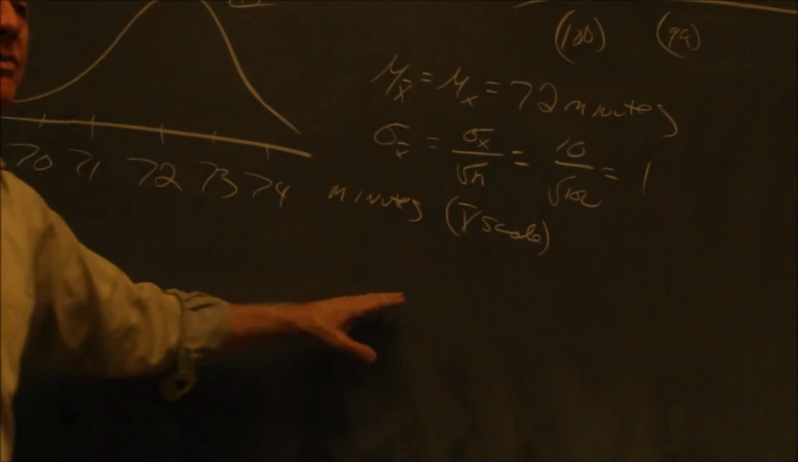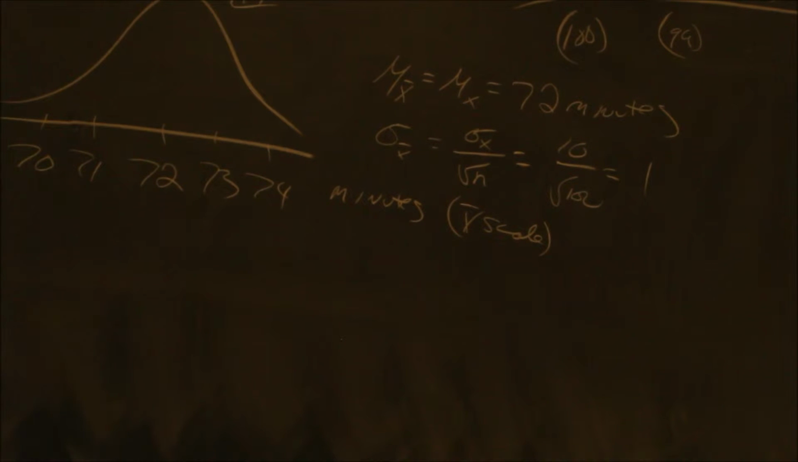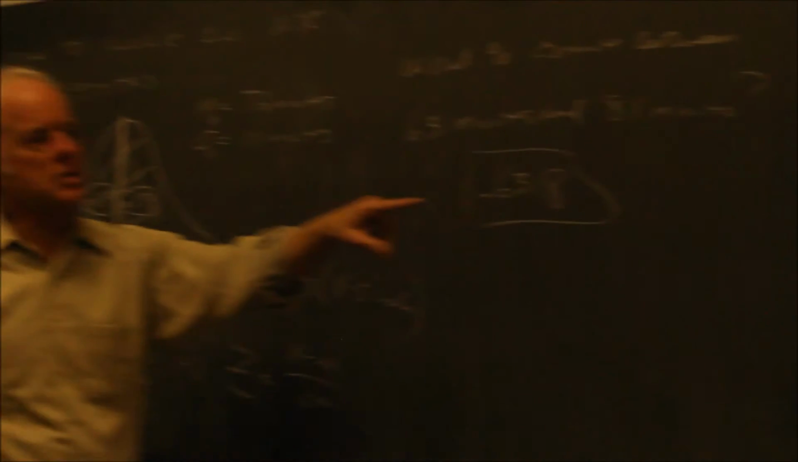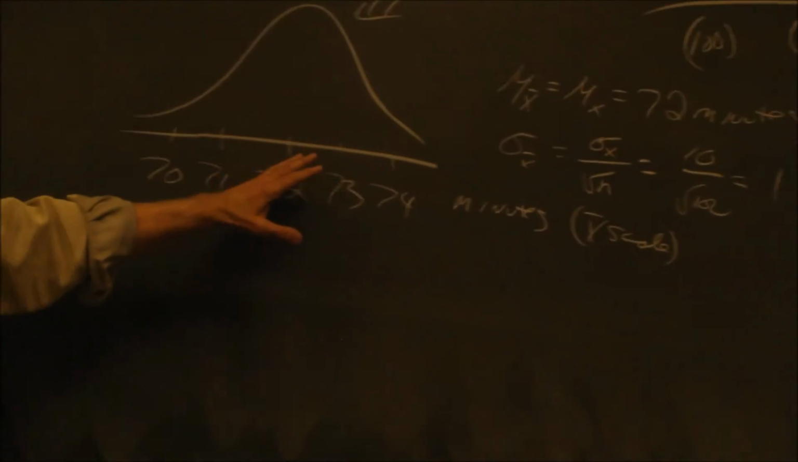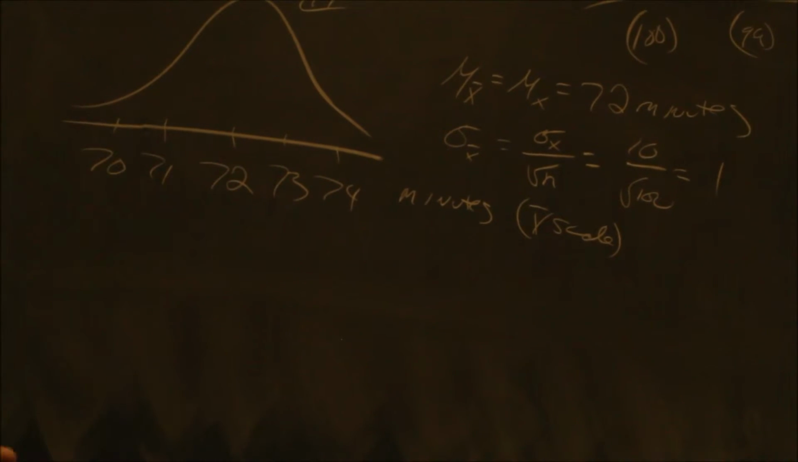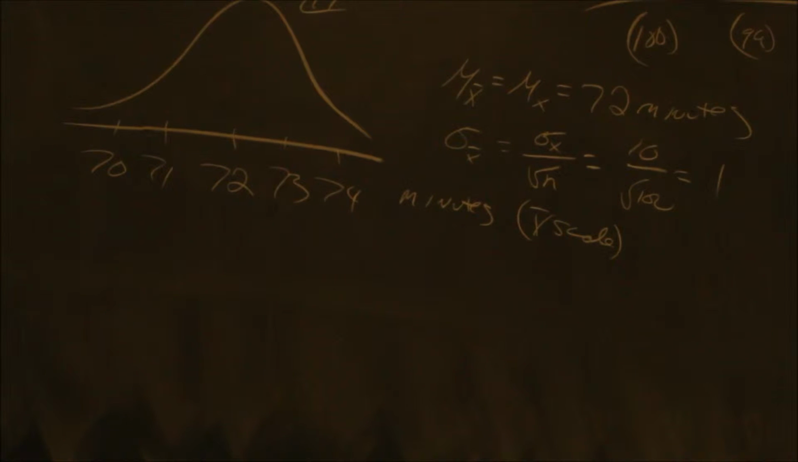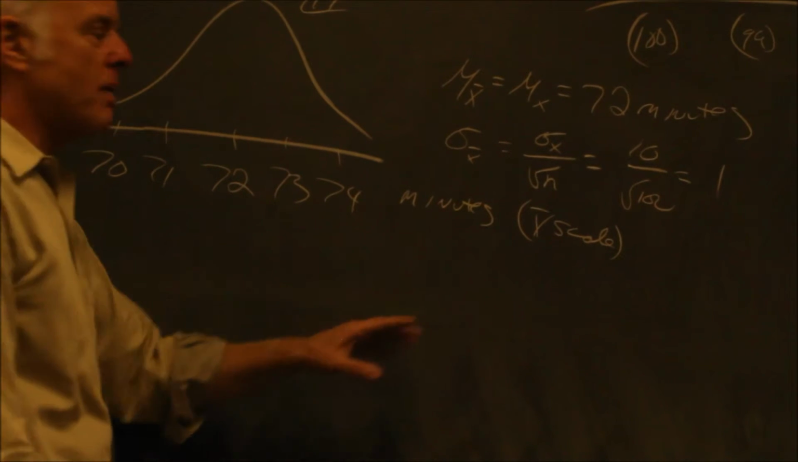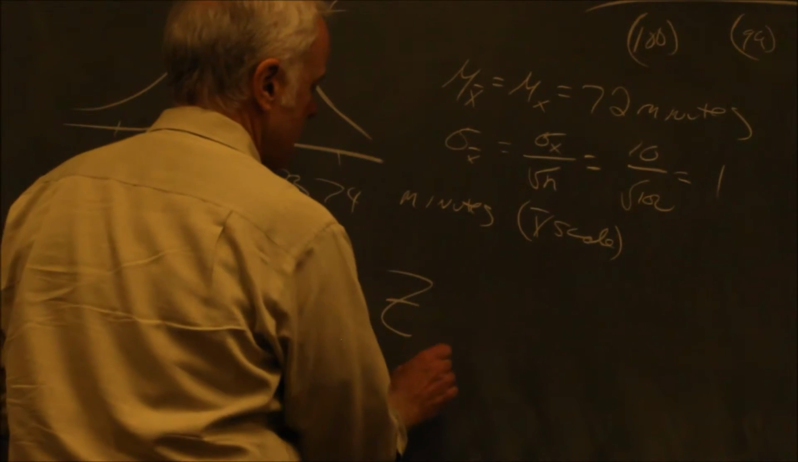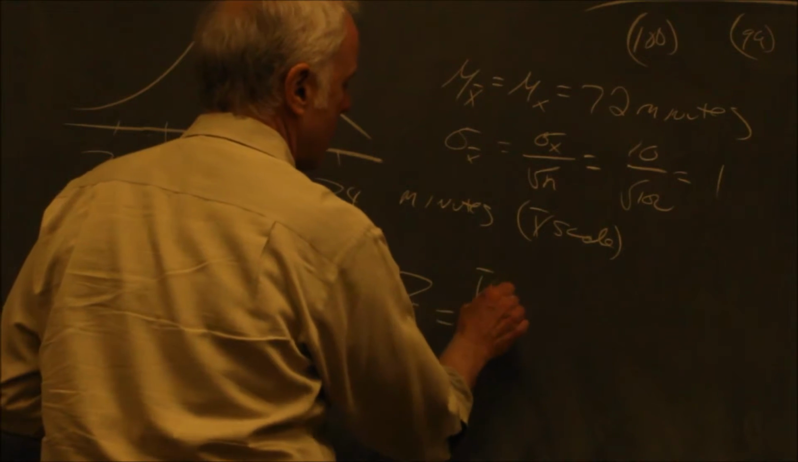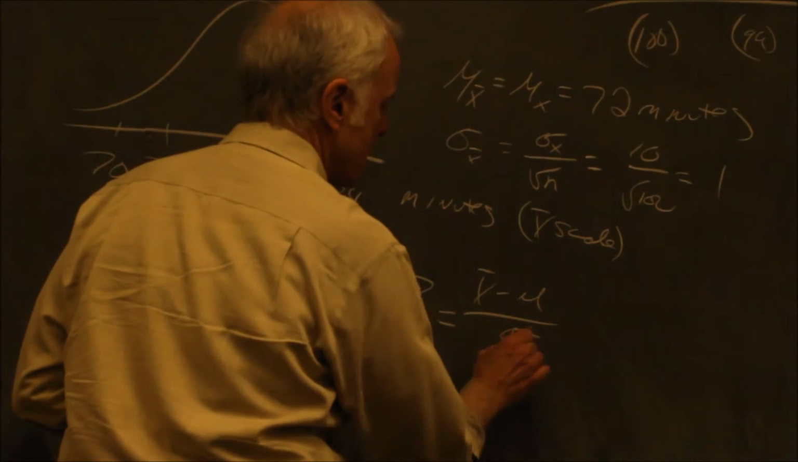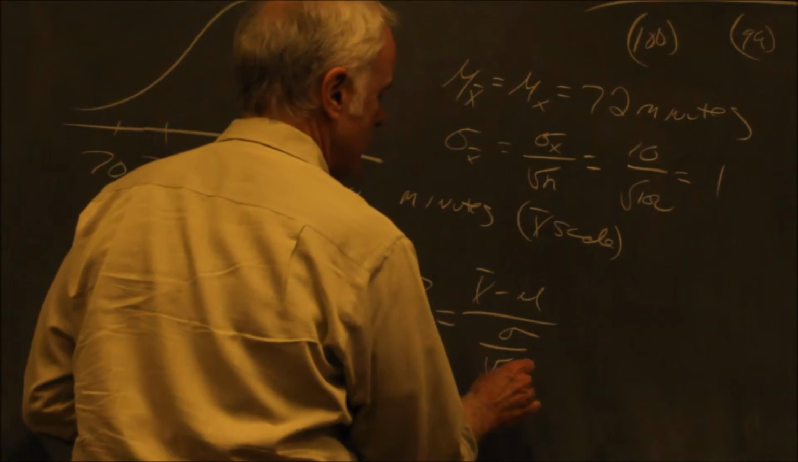Why is this the X bar scale? Because these are sample means. This was the X scale because these are observations of people. So this is the X bar scale. You have to go to the Z scale so you can use the table. And the way to go from the X bar scale to the Z scale is Z is equal to X bar minus mu divided by sigma divided by the square root of n.